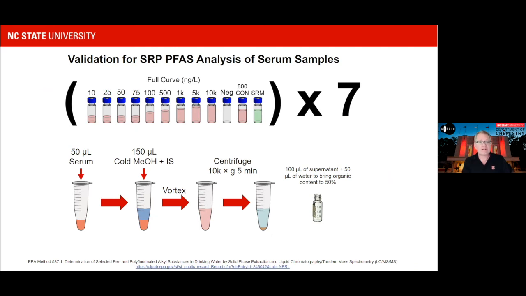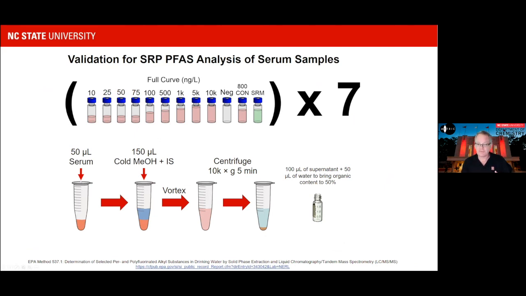So lastly, we have now validated this entire method in serum samples, which was no small feat because we have to hold this up to the EPA method 537.1. So we have a full calibration curve, we have a negative control, an 800 nanogram per liter control, and then a standard reference material, which NIST also provides, which is a serum sample. And we repeat this 7 times.